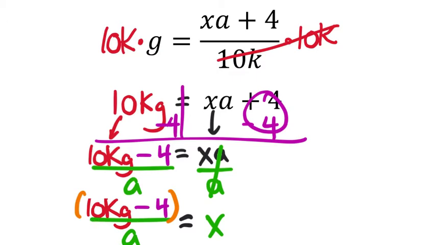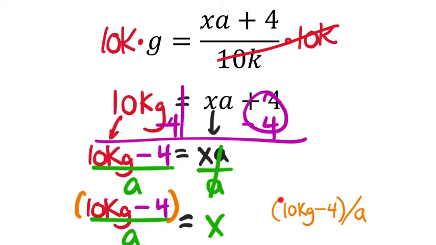So if you were typing this into the homework, it'll look something a little bit more like this. Again, you'd need the parentheses. You'd type 10 kg. That's a lowercase k, by the way. My k's just kind of suck. And then minus 4. And then you do the slash a. And that's how you'd have to type that into the homework.